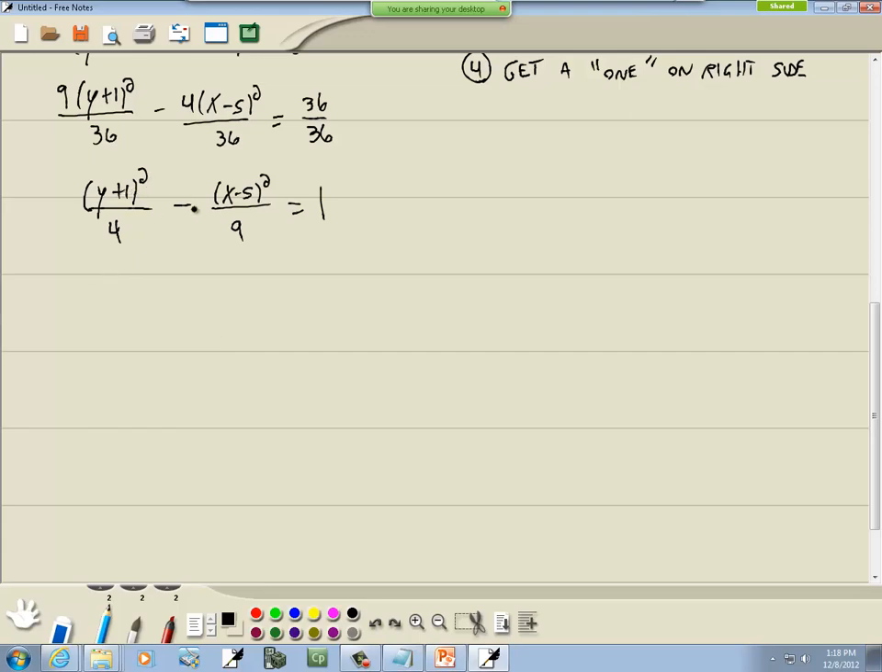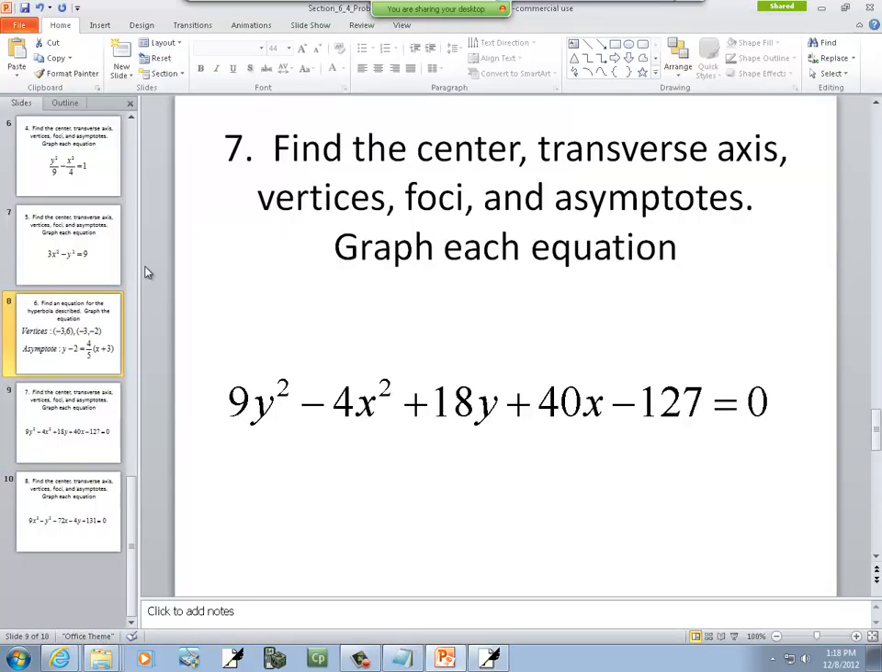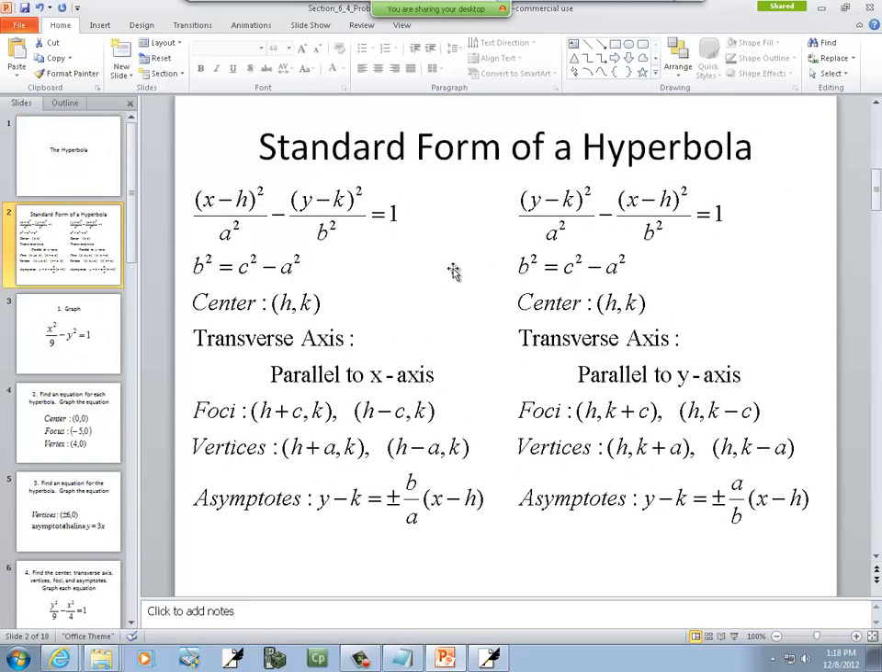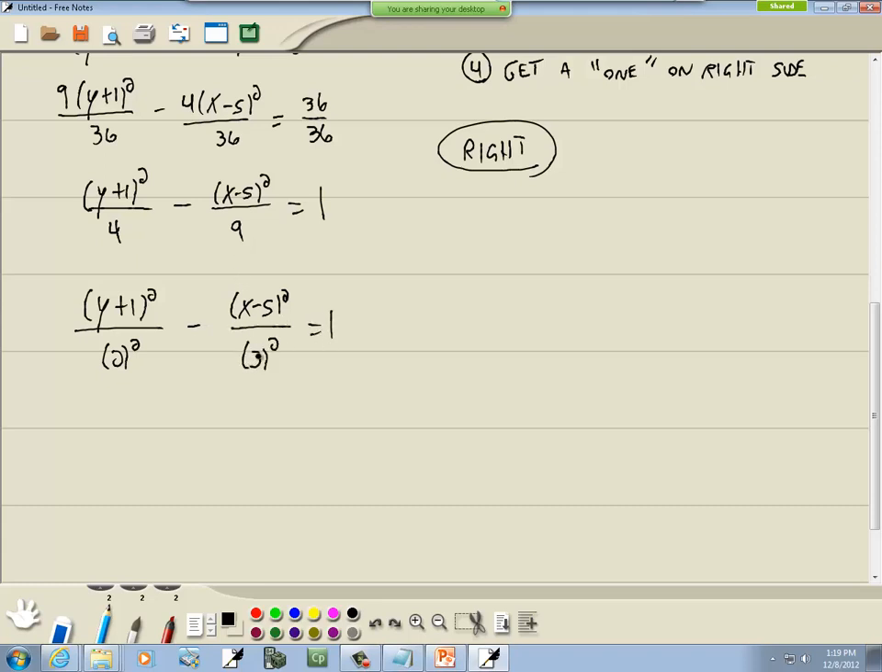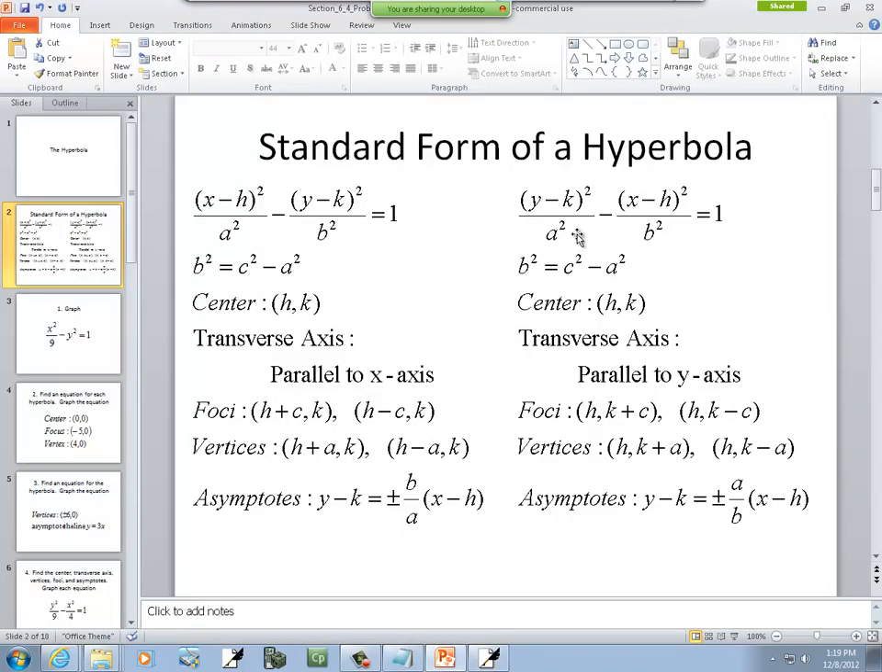Squared is on the y before the minus. So let's go look. Squared on the y before the minus, that'd be the one on the right side here. So we're dealing with the right formulas. And let's write this in the standard form first. So we got y plus 1 squared over this squared, which would be 2 squared, minus x minus 5 squared over, we'll rewrite 9 as 3 squared, equals 1. Dealing with formulas on the right side.